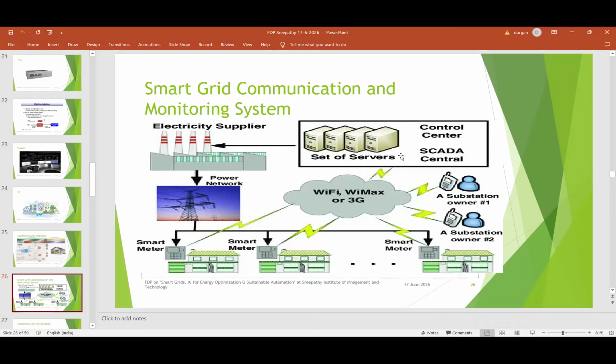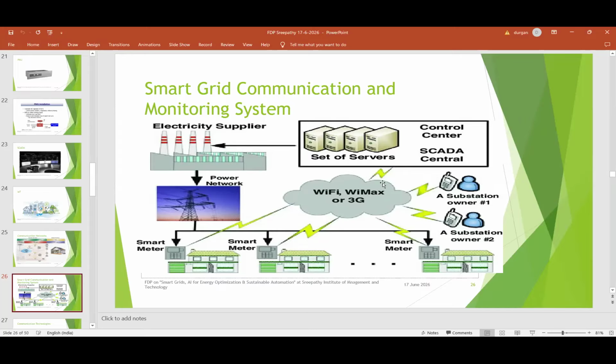So this SCADA is interconnected with the residential unit through the Wi-Fi system. There are communication networks like Wi-Fi, WiMAX, or 3G, 4G networks. So this is the bridge between the smart sensors, substation, and the control unit, which enables the exchange of information for real-time monitoring.